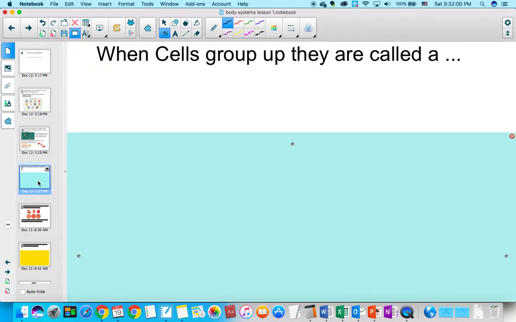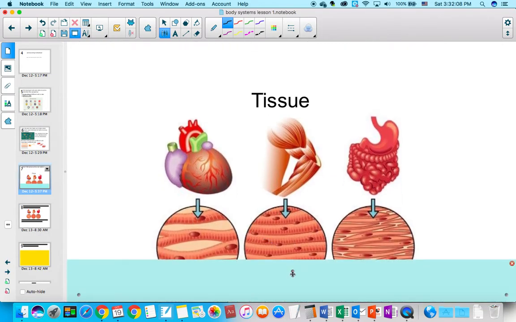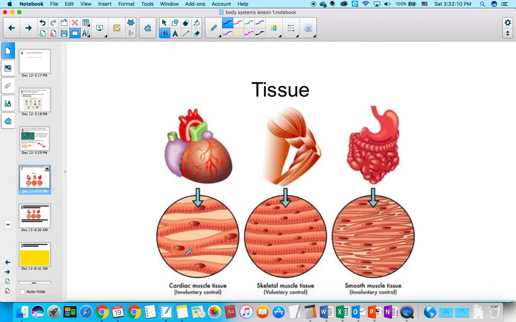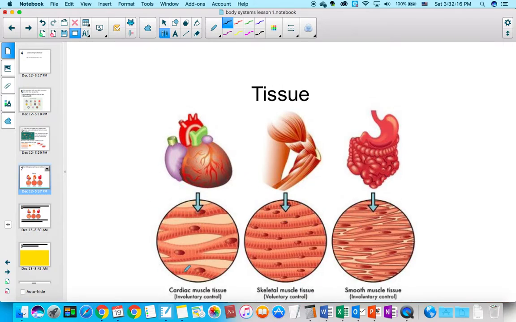So when cells group up, when you have a group of cells doing the same job, you call that a tissue. So we have a picture of muscle tissue and the three different types of muscle tissue, right? You have cardiac, which means heart, muscle tissue. And then you have skeletal muscle tissue. The reason why it's called skeletal muscle tissue is because these muscles attach to your bones or your skeleton. And then you have smooth muscle tissue, smooth because they're, well, smooth. And you find those in your soft internal organs, such as your stomach or your intestines.